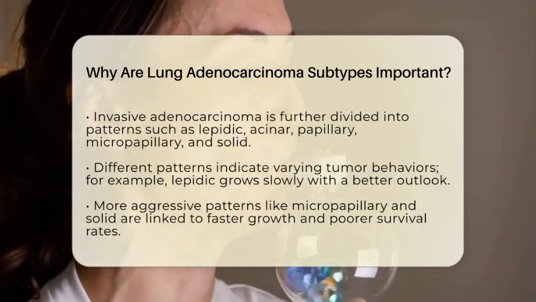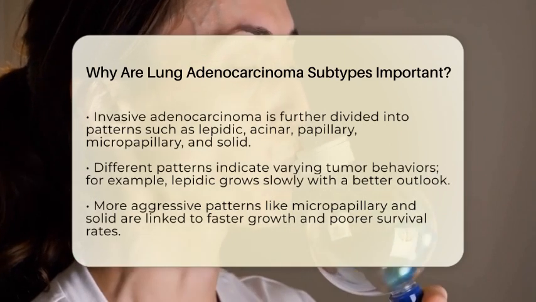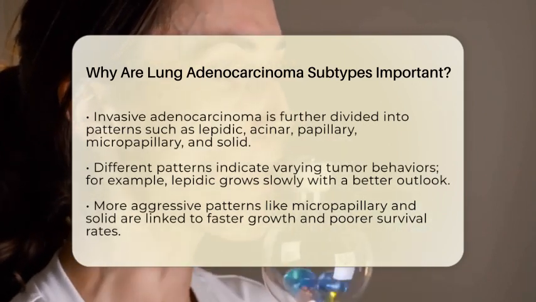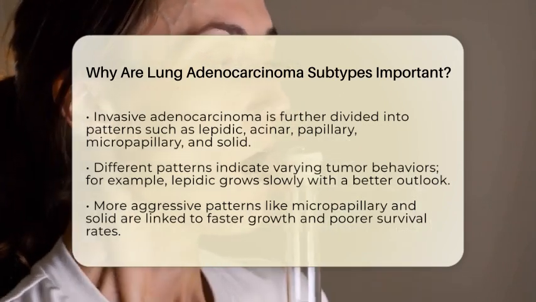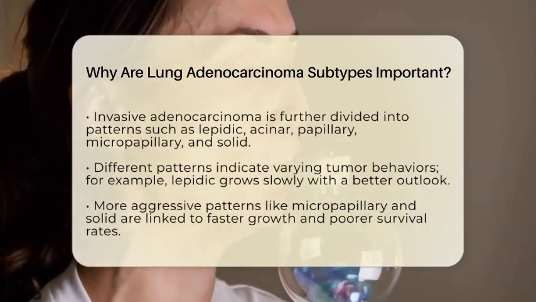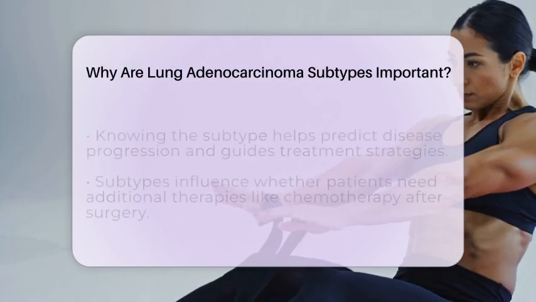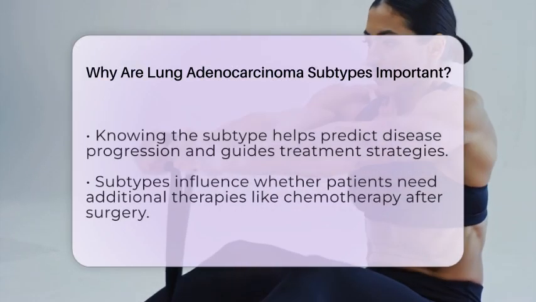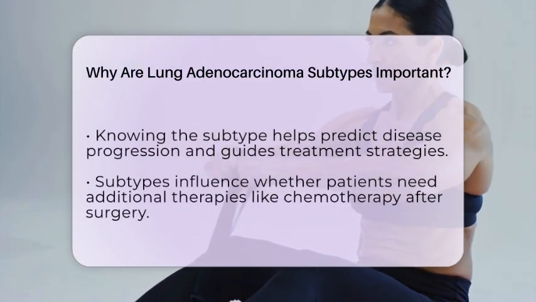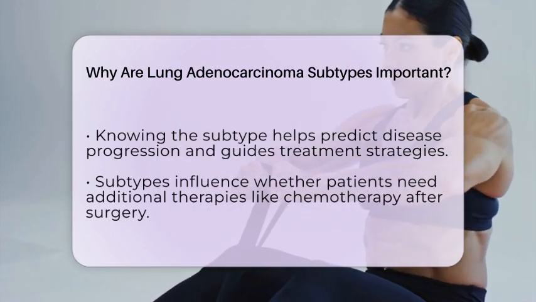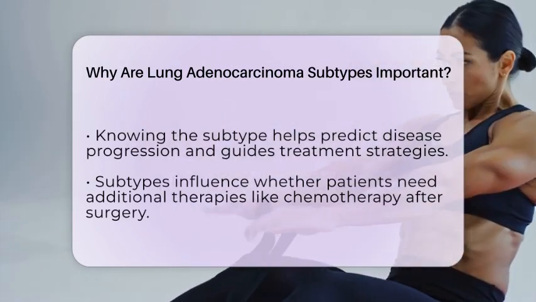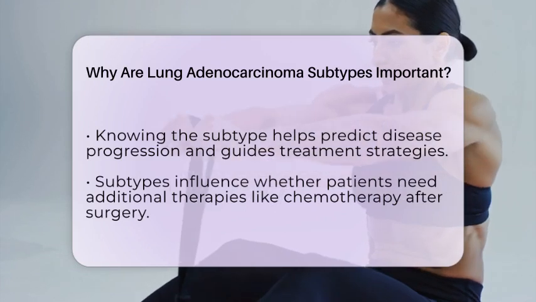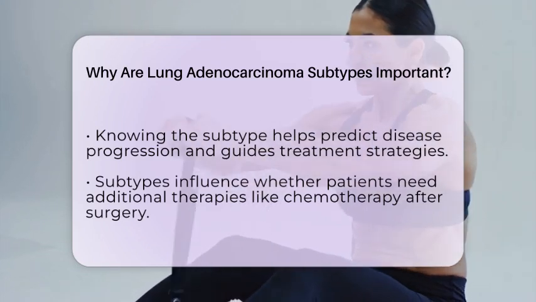Another reason these subtypes matter is because they influence treatment choices. High-grade patterns like micropapillary or solid types often mean the patient might benefit from additional therapy after surgery, such as chemotherapy, to reduce the risk of the cancer coming back. On the other hand, lower-grade subtypes might be managed with surgery alone. Knowing the subtype allows doctors to personalize treatment plans, making them more effective and tailored to the individual.